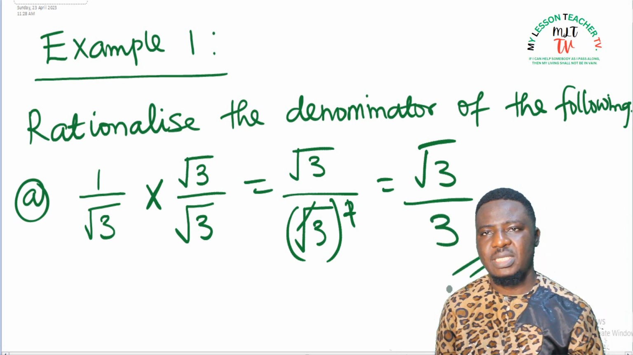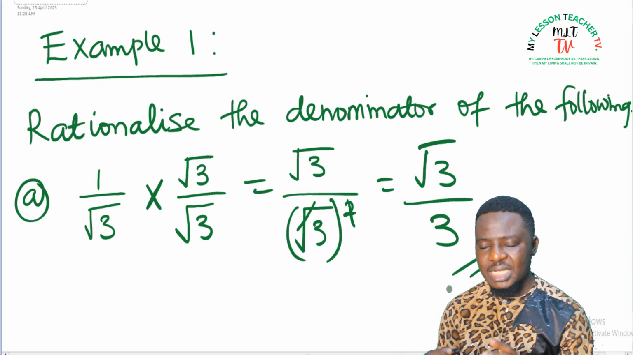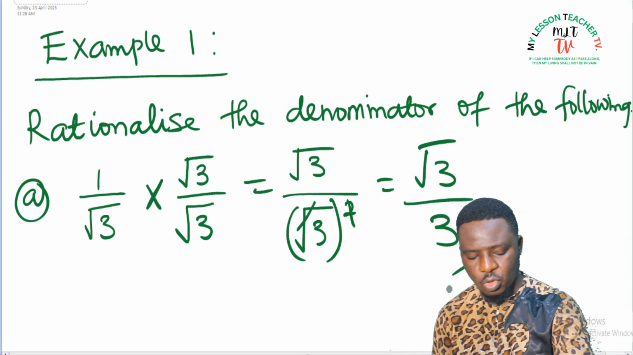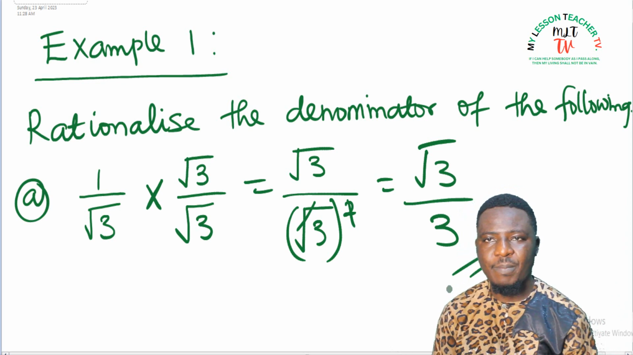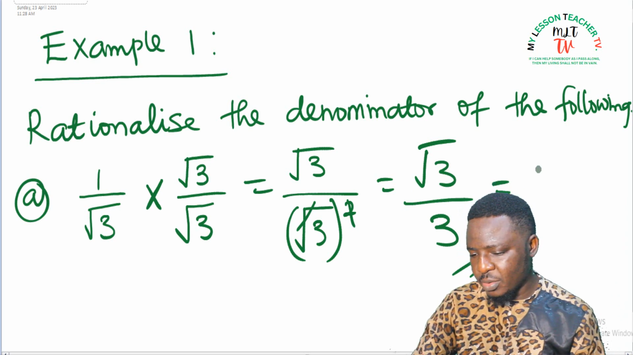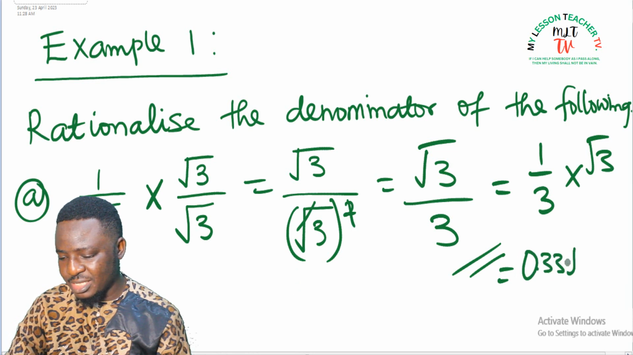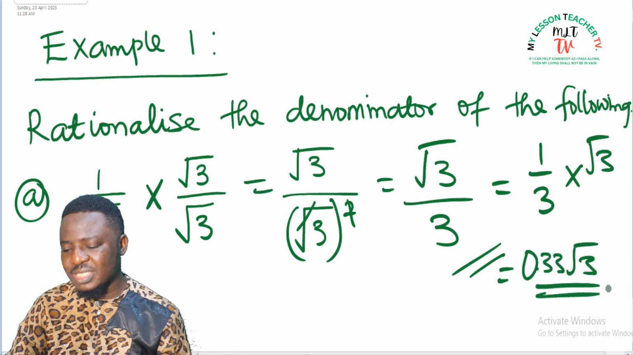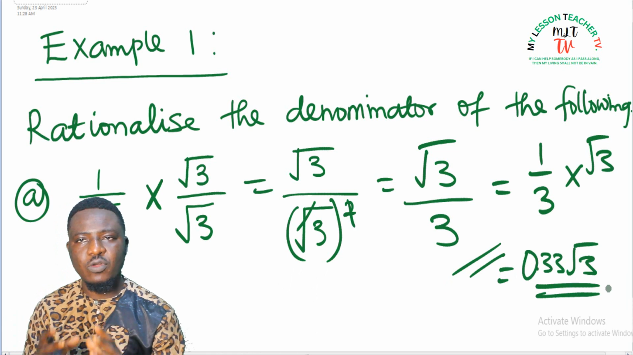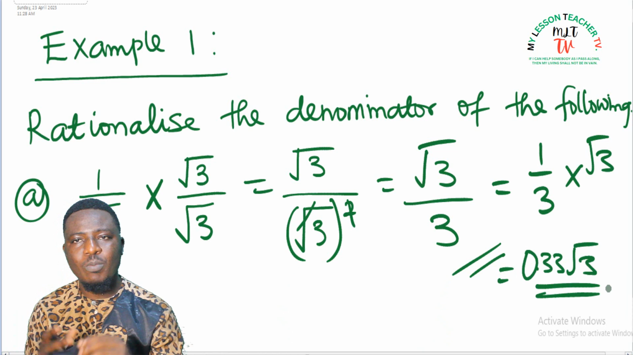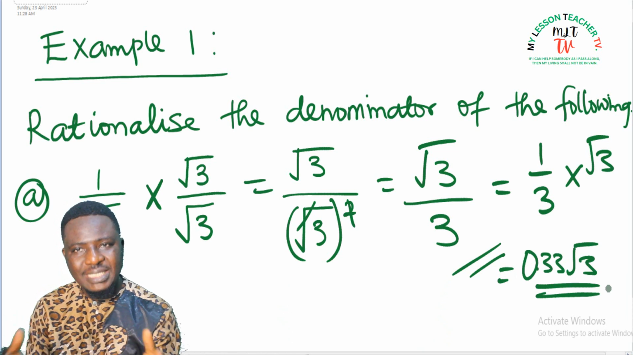Now by doing this, you have rationalized the denominator. That is, making the denominator become a rational number. And by this, you can call it 1 over 3 times root 3. Here you can simplify it to be 1 divided by 3, which is 0.33333 root 3. So this can make it easier without the use of a calculator. So we rationalize denominators so as to make our work simpler.